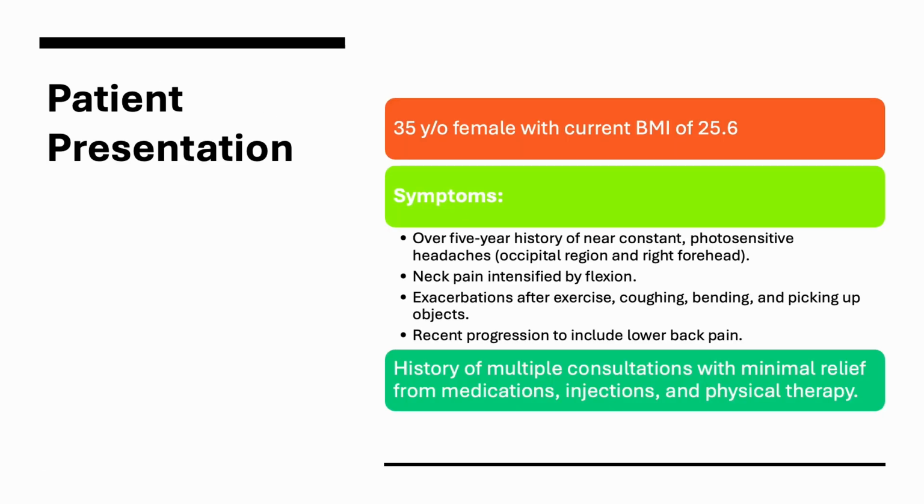Let's start with the patient presentation. Our patient is a 34-year-old female who initially presented with a complex history of persistent headaches and associated pain. Specifically, she experienced a 5-year history of nearly constant photosensitive headaches that were primarily localized to the occipital region and right forehead. She also reported significant neck pain, which was exacerbated by movements such as flexion or bending, and more recently, she began to experience lower back pain. She has been seen by numerous different physicians, from neurologists to pain specialists, yet her symptoms persisted despite multiple treatments. This background set the stage for a deeper evaluation and ultimately a more advanced intervention.